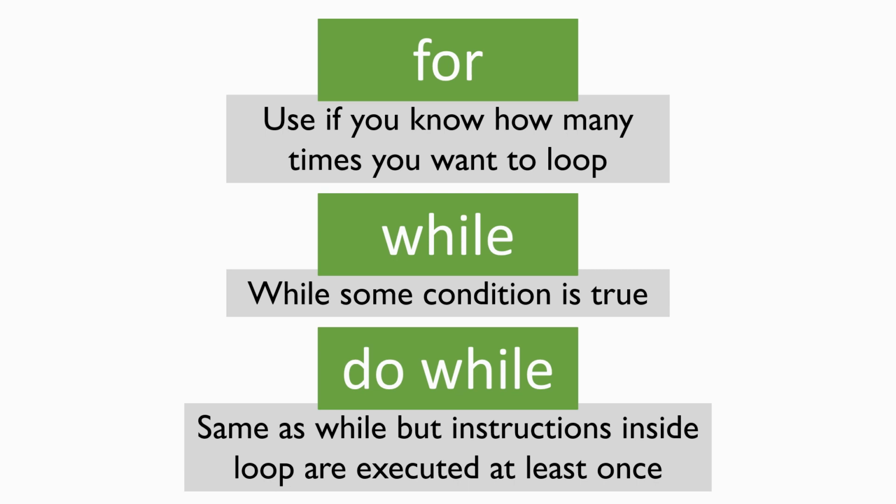The last cycle is the do while. This one is pretty much the same as while, but this time the instructions in the loop are executed at least once. I know this might sound confusing, so let me show you some examples and hopefully that will clear things up.